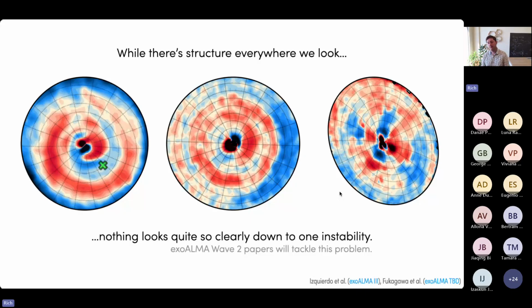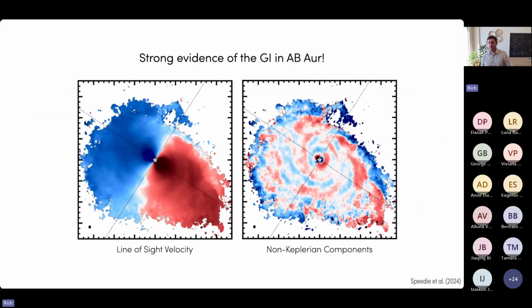There is hope, though, and I think just as a point of comparison, while we don't see any evidence of large-scale instabilities that point specifically to a certain process, there are sources that show this. So this is really lovely work led by Jess Speedy looking at AB Aurigae, and she's shown that in the velocity structure there, when you subtract away a smooth Keplerian map, you get these really nice spiral arms that are a good match to the gravitational instability. So for some reason, the GI is very obvious in AB Aurigae, but for the 15 sources we have as part of exoALMA, it's not quite clear at the moment what's driving those instabilities.